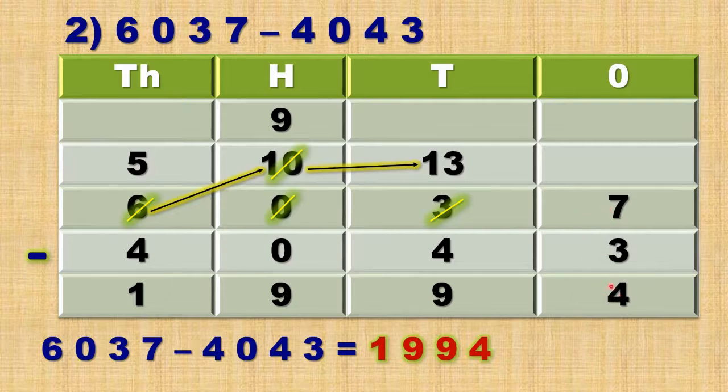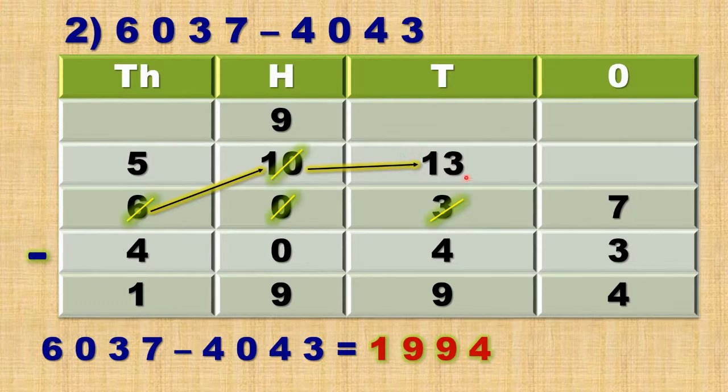Now we move on to tens place. We cannot subtract 4 from 3. So we will borrow from hundreds place. But there is no number in hundreds place. So we will borrow 1 from the 6000s place. So 6 will become 5 and 0 will become 10 in hundreds place. Now we will borrow 1 from 10. 10 will become 9 in hundreds place and 3 will become 13 in tens place.